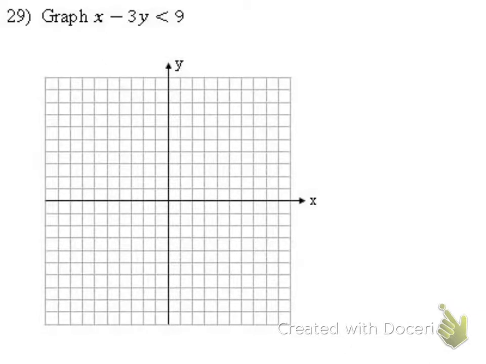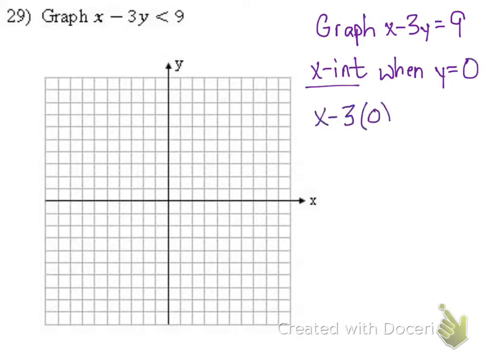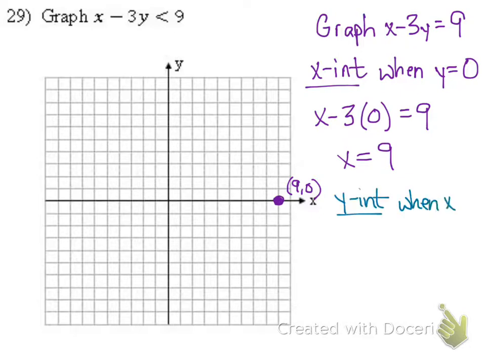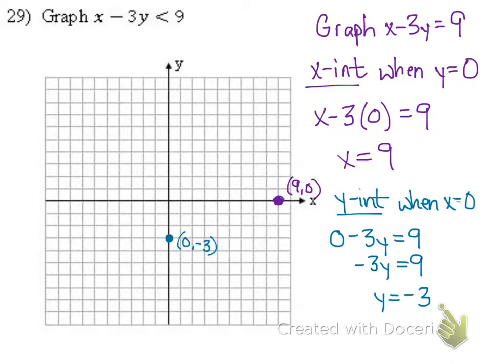Problem 29, we're graphing an inequality this time, so we'll start by finding the x and y-intercepts, but then we'll need to figure out what type of line we need and what side to shade. So we'll find the x-intercept by plugging in 0 for y. That gives us positive 9 for x, and so we'll mark that on the x-axis. Then we need to find the y-intercept by plugging in 0 for x. That gives us y equals negative 3, so we'll mark where negative 3 is on the y-axis.